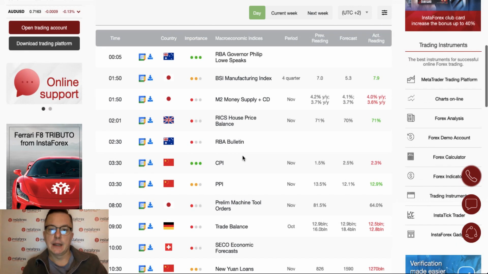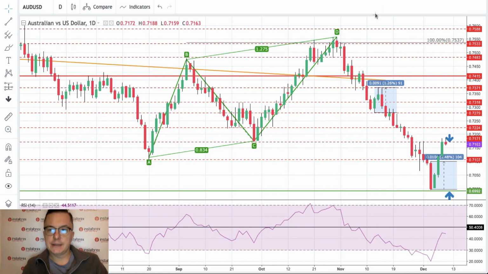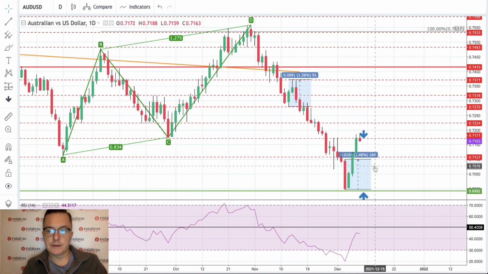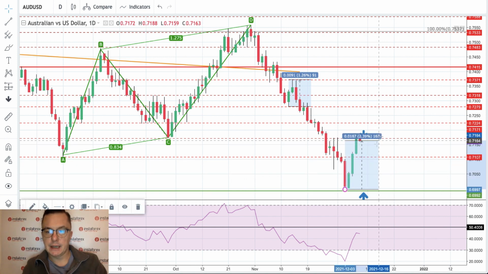Let's take a look at the Australian dollar, because it might have impact. The CPI and PPI data from China might have impact on the Australian dollar. The daily time frame of the Australian dollar, as you can see, looks very bullish, and we have bounced from the level of 6,992 pips, and we have bounced 2.74%.